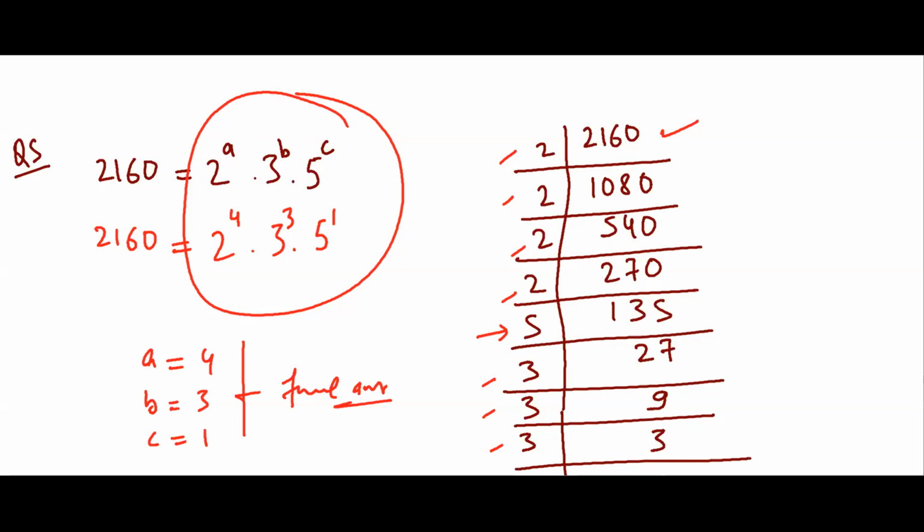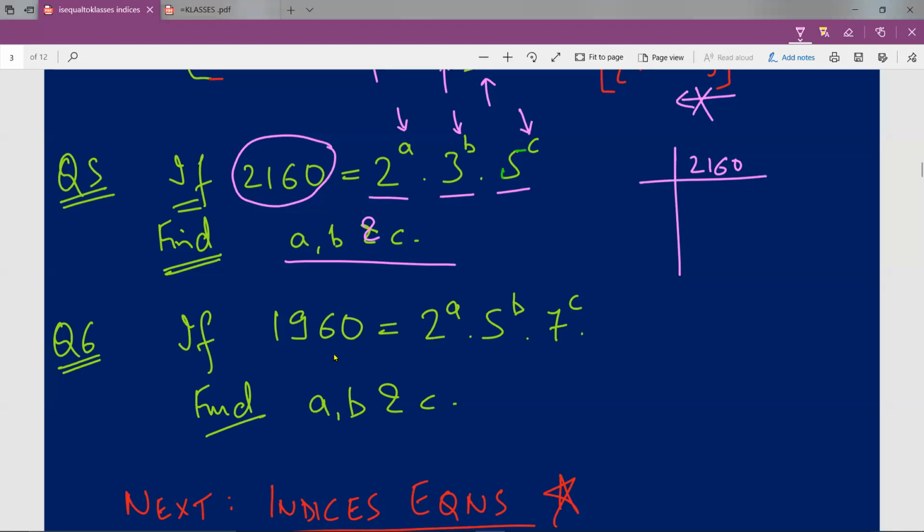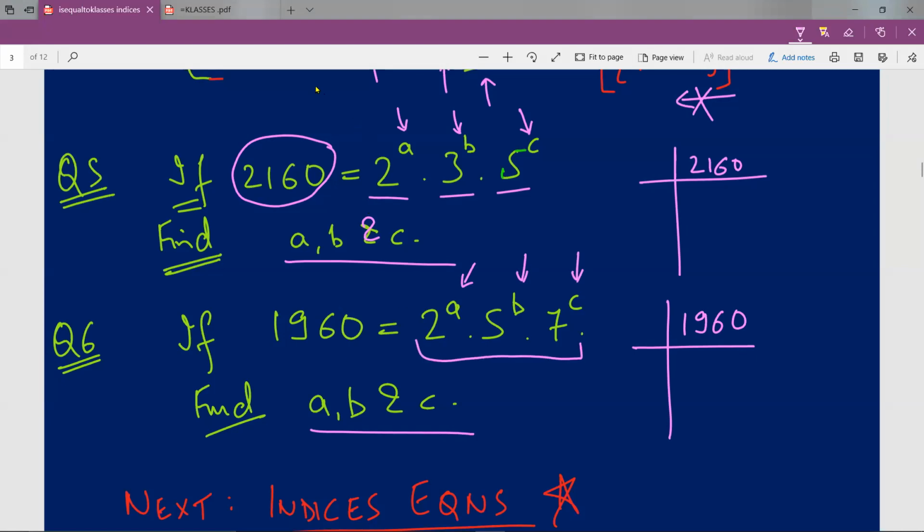Let's do the next question, which is similar to this question. If 1960 is equal to 2 raised to a, 5 raised to b, 7 raised to c, find a, b, c. Again, I'll need to take the prime factorization of 1960. When I do the prime factorization, it should be obvious that it would be equal to 2 raised to power something, 5 raised to power something and 7 raised to power something. Those somethings need to be compared to this, and I'll have the answer. So this is how you do it.